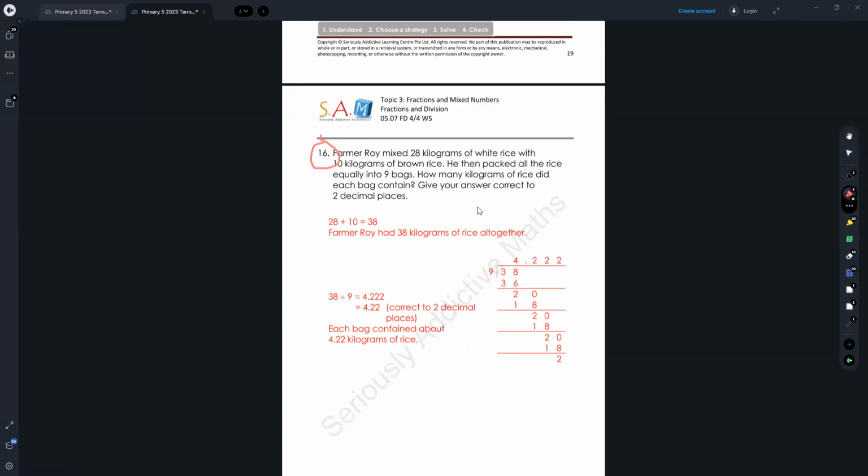Do let them do the corrections from previously. I know that some of them have not completed a lot of the corrections. So get them to do the corrections if they have not done it. If they've already done the corrections, there's a test paper, so you can administer the test paper for them to do on the spot, and the rest they bring home to do. That's it for this week's Primary 5 topic.